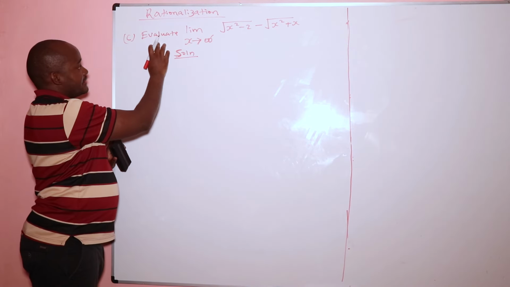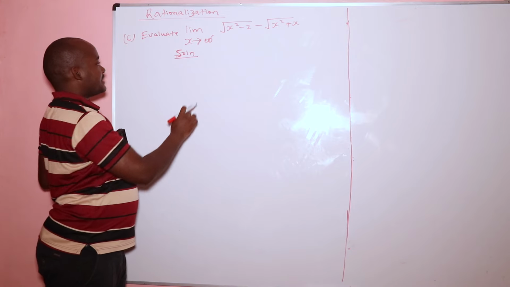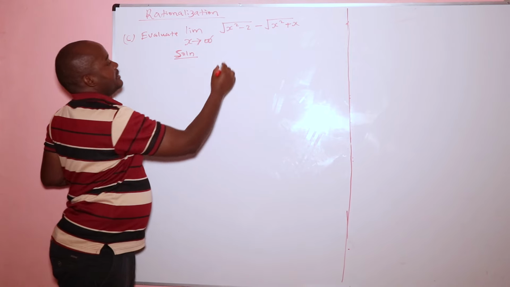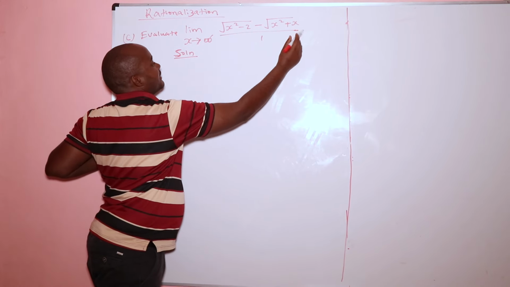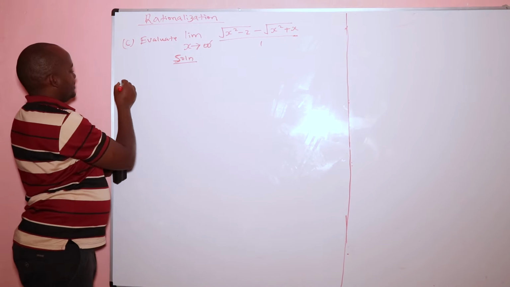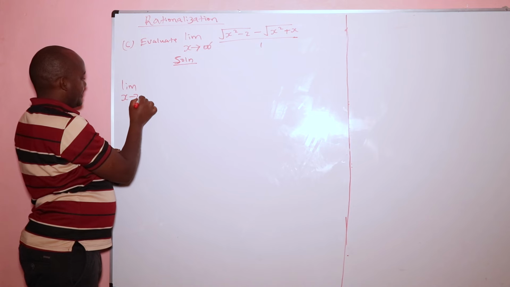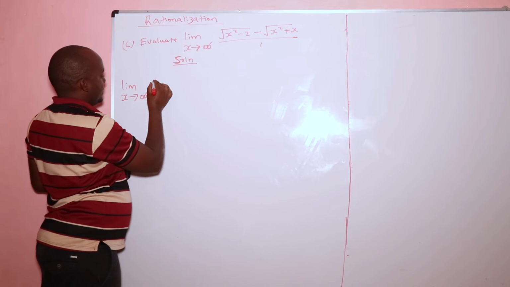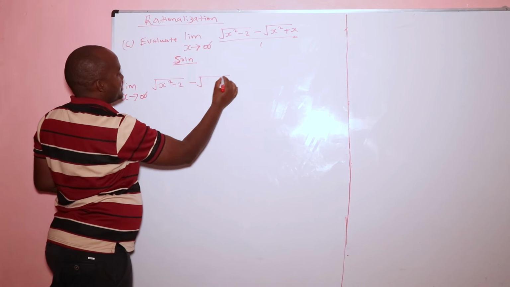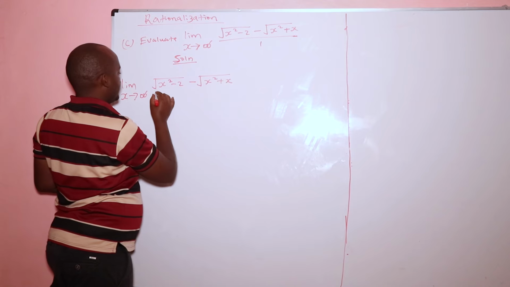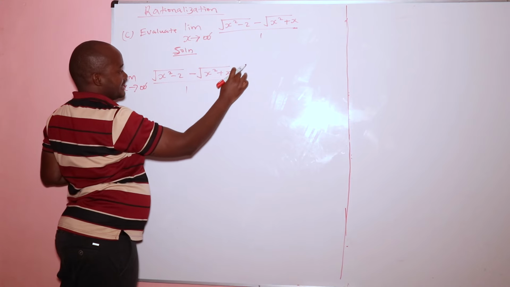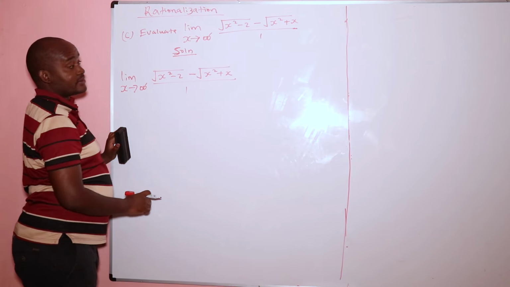So in the next example, we are going to evaluate the limit as x approaches infinity of this particular function here. Remember, this is under 1. The whole of it is under 1. So meaning that this is your numerator, this is your denominator. So to evaluate that, this will be presented as follows. You have root x squared minus 2 minus root x squared plus x, which is over 1. So you have to multiply the numerator and the denominator by the conjugate of the numerator, because that is where the surd is.